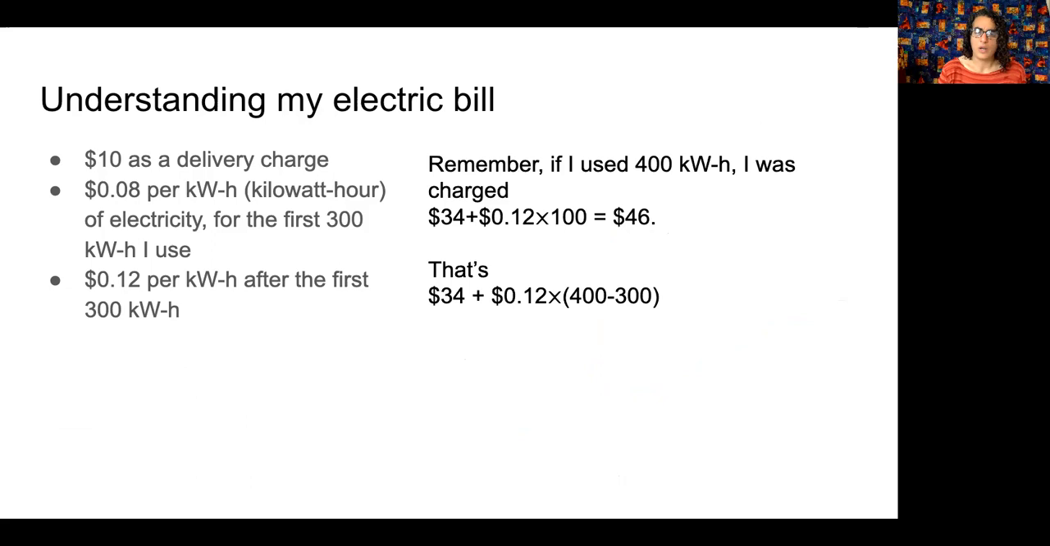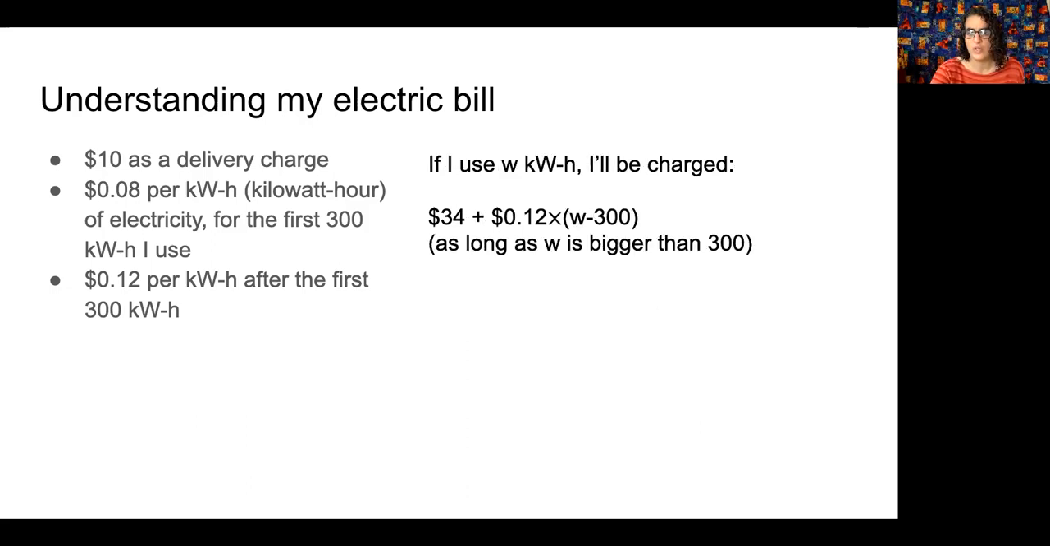So go back and remember, if I used 400 kilowatt hours, you did this calculation. You were charged $34 plus 12 cents times 100 expensive kilowatt hours, or $46. And often if you're asked to write an equation, it can be helpful to do a calculation with some specific value. So let's look at what this equation turns into. It's $34 plus 12 cents times, where did that 100 come from? That was how many past 300, or 400 minus 300. So looking at this, if we replace that 400 with W, we would get the shape of an equation.